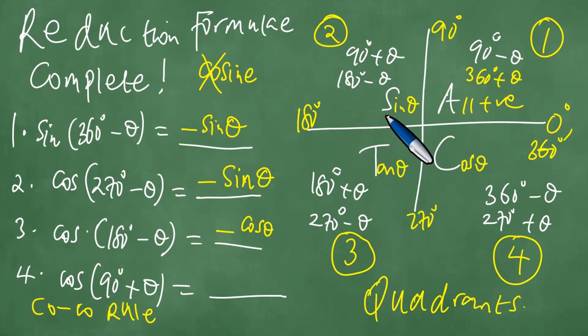It's only sine theta. So cosine is going to be negative. But there's a co-function change. We're doing co-function changes at 90 degrees plus in the second quadrant. So if you have cosine, you remove the co by the co rule, and you're left with the sine, and that becomes the sine of theta.